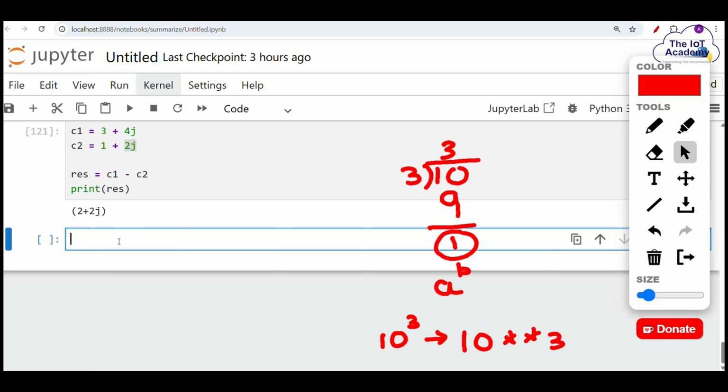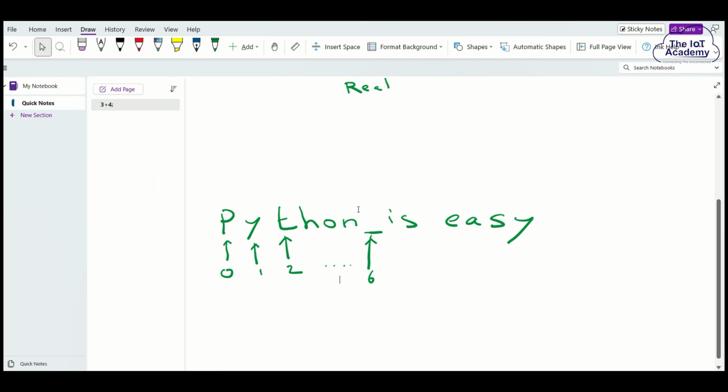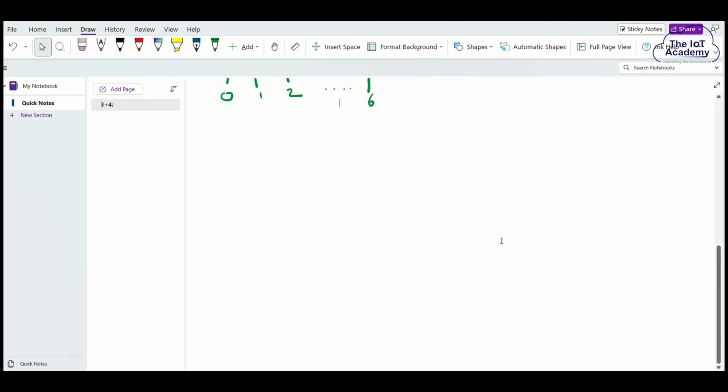What about multiplication? Now multiplication is a little tricky with complex numbers. So I'm going to give you a little short tutorial on complex numbers, how they work. Okay, let's go right here.